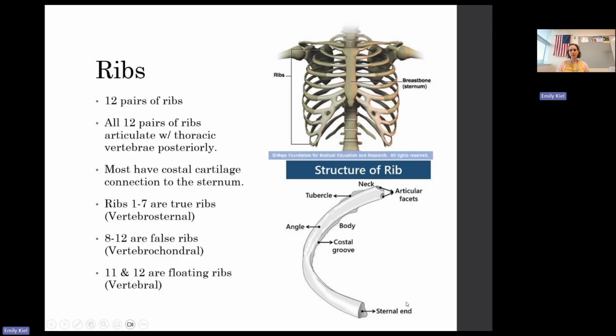We've got the structure of a rib. We've got the articular facets that are going to connect with the spine. We've got the angle, and then we have a sternal end here as well. And there are some tubercles for muscle attachments. And that's where we're seeing a little bit of a tubercle here.